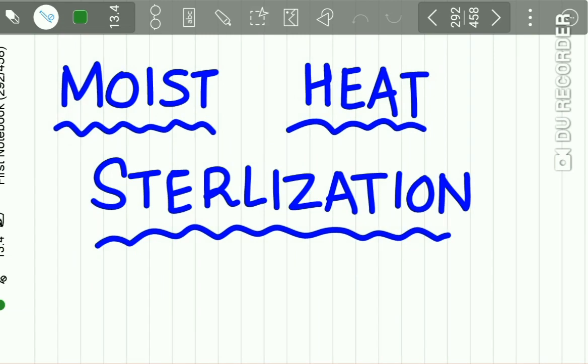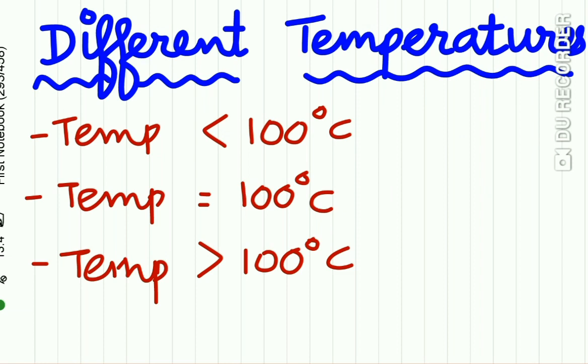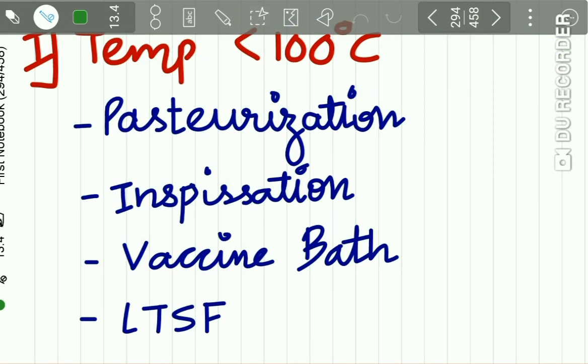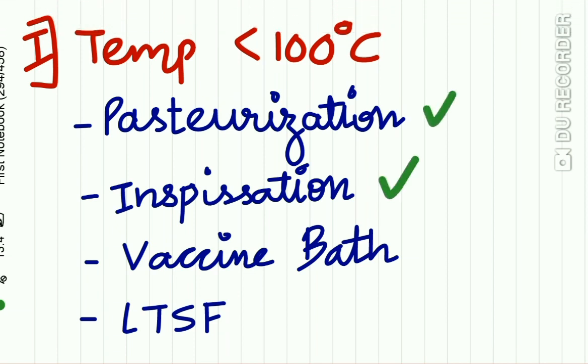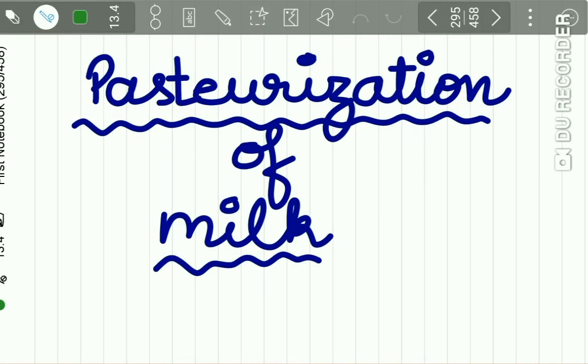Now comes moist heat sterilization. Different temperatures used for moist heat are less than 100 degrees Celsius, at 100 degrees Celsius, and more than 100 degrees Celsius. So at less than 100 degrees Celsius, pasteurization is carried out, inspissation is carried out, vaccine baths are used, and another method is the low temperature steam formaldehyde or LTSF sterilization, used at a temperature less than 100 degrees Celsius. Now let us study each of these methods in detail.